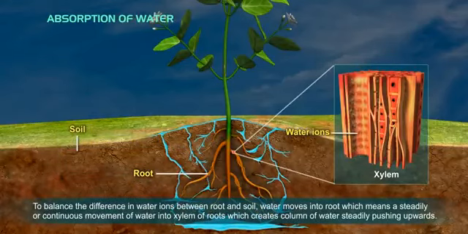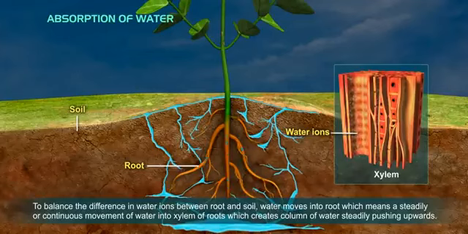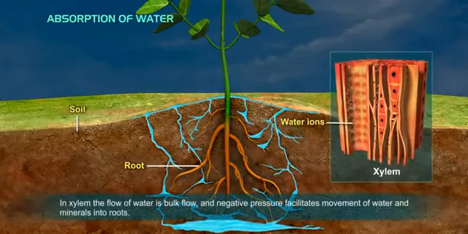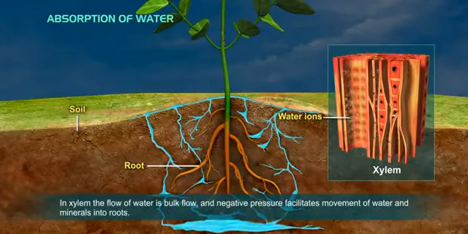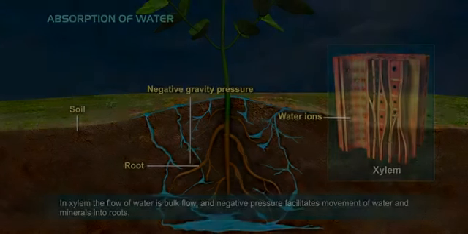To balance the difference in water ions between root and soil, water moves into root, which means a steady or continuous movement of water into xylem of roots, which creates a column of water steadily pushing upwards. In xylem, the flow of water is bulk flow, and negative pressure facilitates movement of water and minerals into roots.